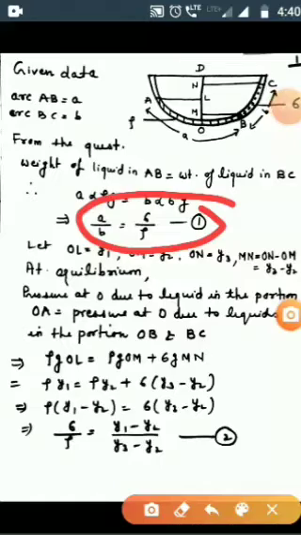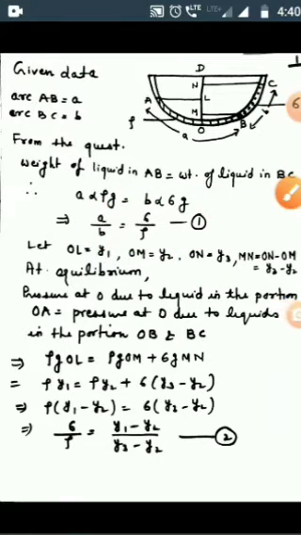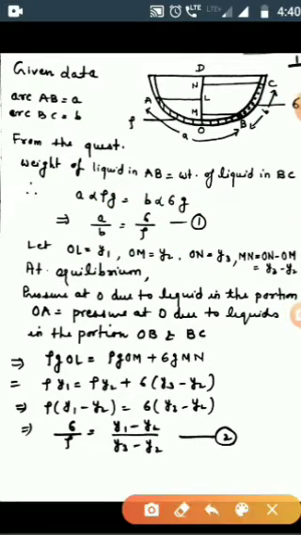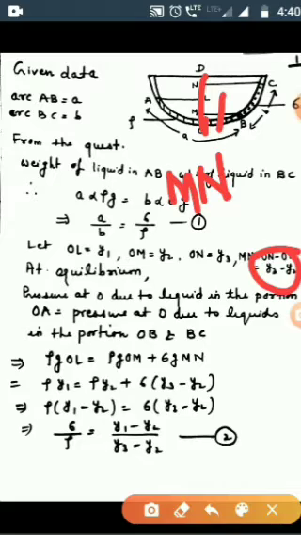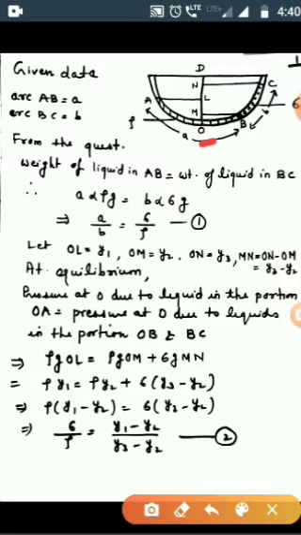Now we have assumed that OL equals y1, OM equals y2 and ON equals y3. So MN must be equal to ON minus OM, which is y3 minus y2. Now we have to calculate the pressure at O due to the liquid in the portion OA as well as the liquid in the portion OC. In OC portion we have two liquids: one in the portion OB with density rho, and the second at BC portion having density sigma.